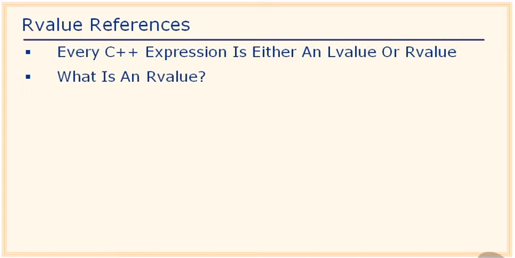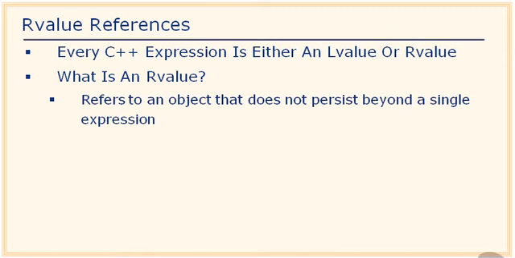So what exactly is an R value? This is very interesting. If you look in the C++ standards, R value is really not defined very specifically. It does refer to an object that does not persist beyond a single expression. Usually that object does not have a name. If we look at our little sample equation here, integer x equals 1 plus 2, then 1 plus 2 is the R value here. X refers to an object, a variable, and so it is an L value.